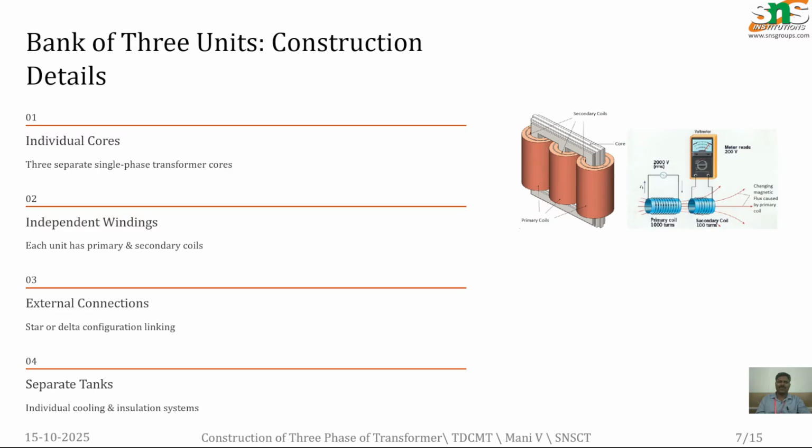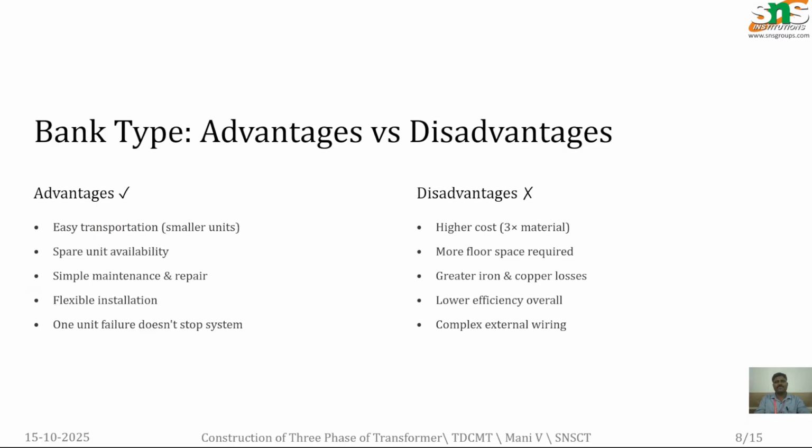And the external connections, either to make it a star connected system or a delta connected system, will be taken from the primary and secondary windings for the configurations. And for each separate tank, an individual cooling and insulation system will be provided. So this is just like three single phase units forming a bank of three units.